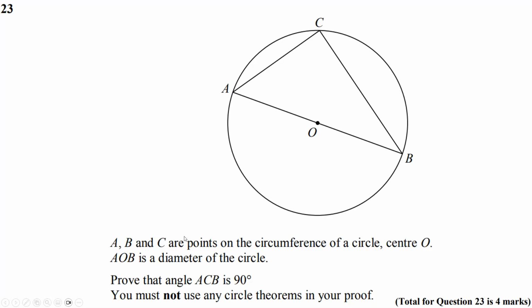Question 23, this is the last question, and this is proving one of the circle theorems. A, B, C are points on the circumference of a circle, center O. AOB is the diameter of the circle. Prove that angle ACB is 90 degrees. Okay, so if you remember the circle theorem here, it is angles subtended from the diameter. The angles subtended from the diameter are 90 degrees, from the circumference that go through the diameter.